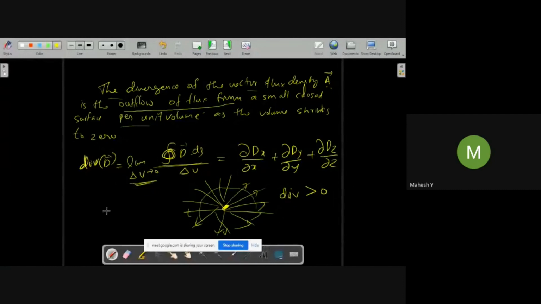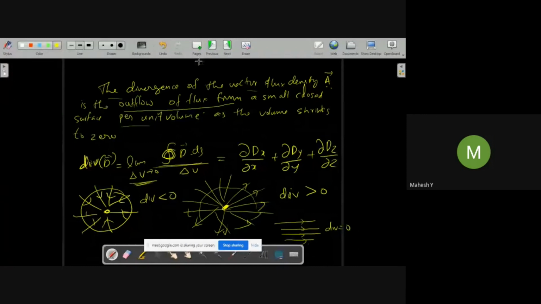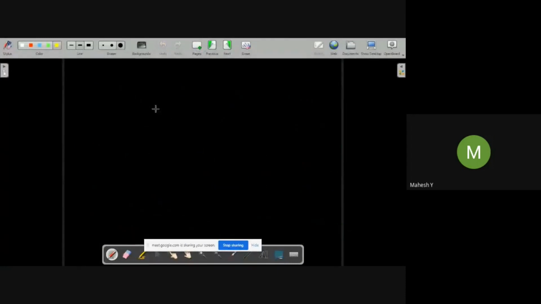is greater than zero. If all the fluxes are coming into a single point, then what will be the value of divergence? Divergence is in the reverse direction. So in this case, divergence is less than zero. And similarly, if there is no change in flux, how much enters, that much leaves, it means divergence is equal to zero.